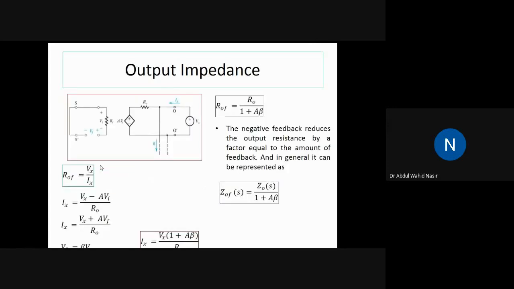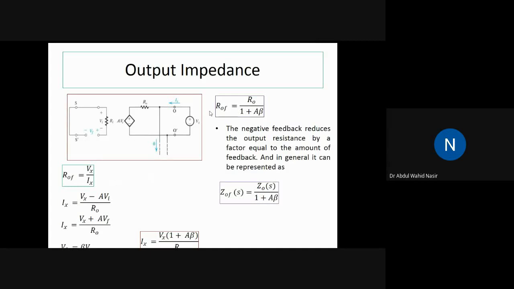Okay. Similarly, we analyze the output impedance. So how can we do so? To find the output impedance, first you have to short circuit the Vs source. You have to remove the source and make it short circuit, as you can see here. S and S dash have been shorted.